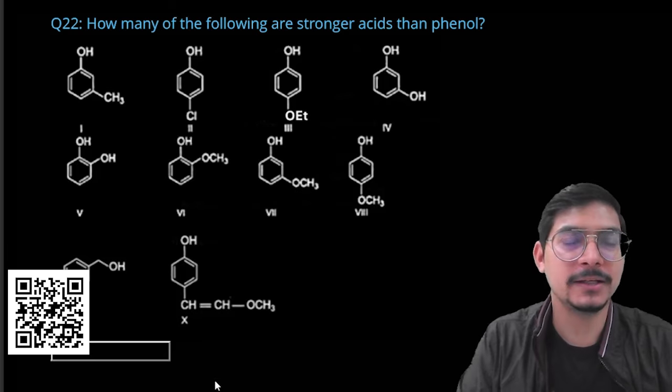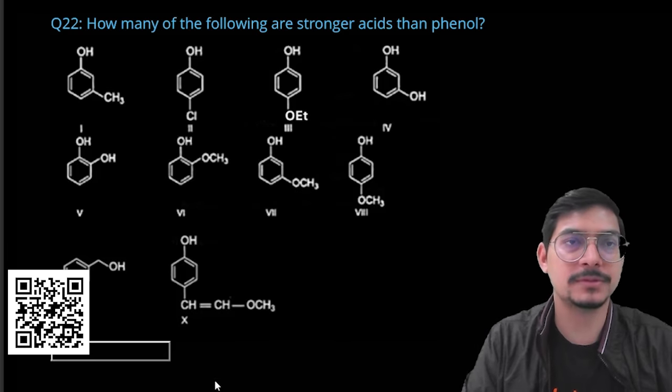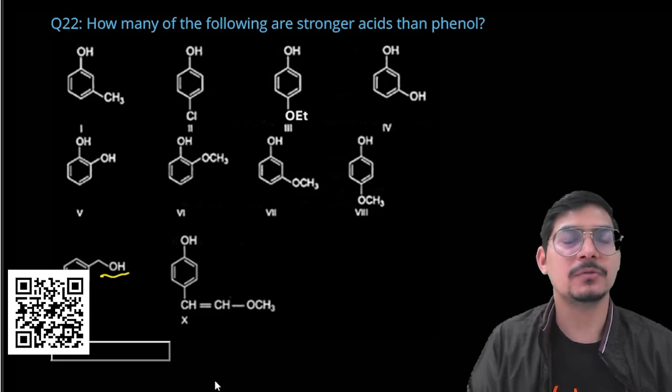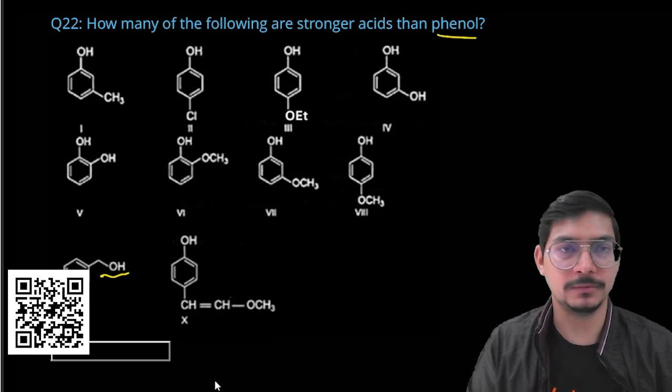Hi everyone. In this question, we are given 10 compounds, which are phenol derivatives, or alcohol in the case of the 9th. And the question is, how many of these are stronger acids than phenol?